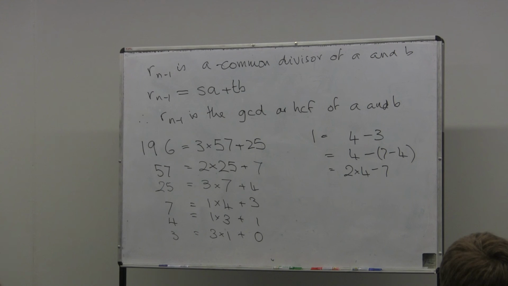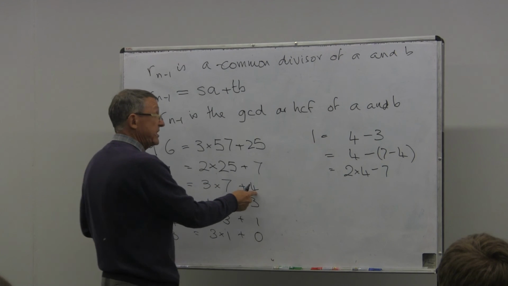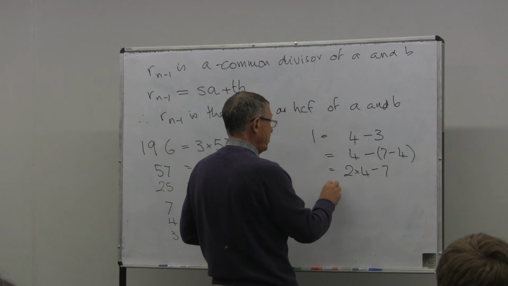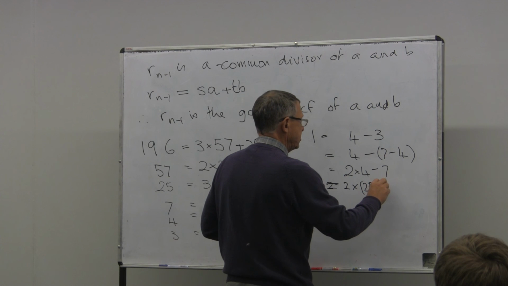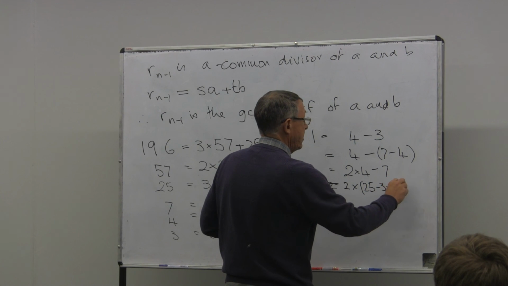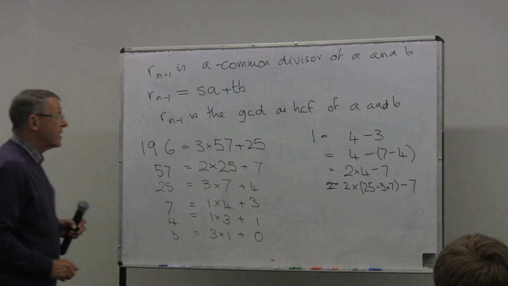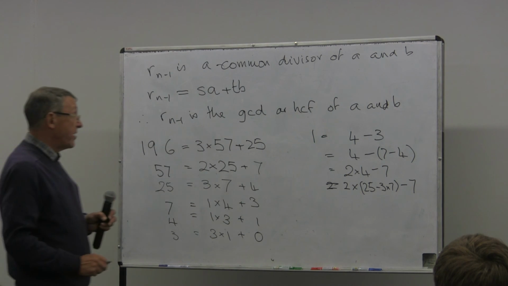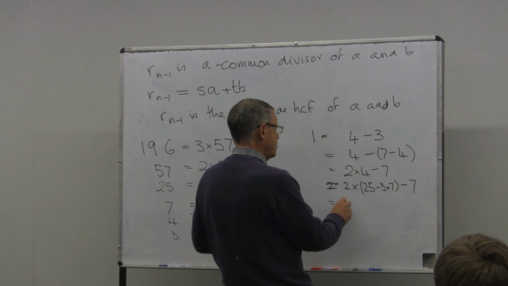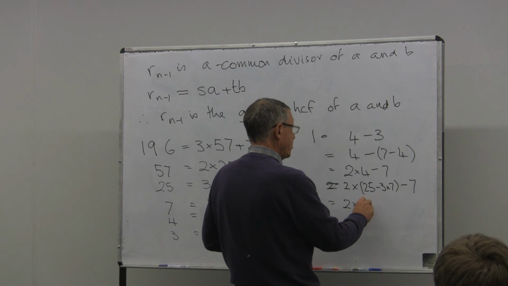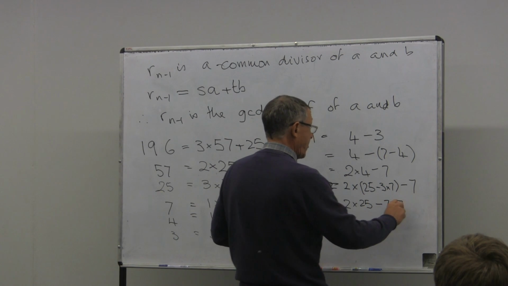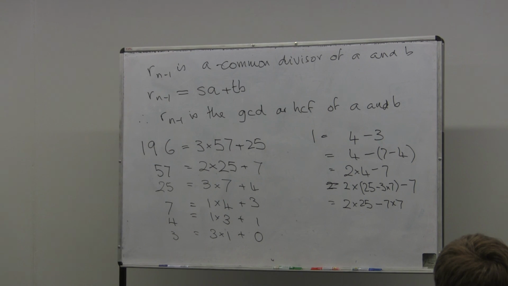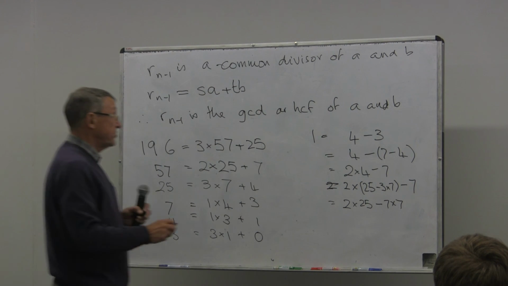Then we must substitute for the 4, which is 25 minus 3 times 7, so it's equal to 2 times 25 minus 3 times 7, minus 7. Tidy that up. How many 25s have we got? 2 25s. Minus 6 minus 7 times 7. Even I can check that we're still correct. Now we get rid of the 7, which is 57 minus 2 times 25.